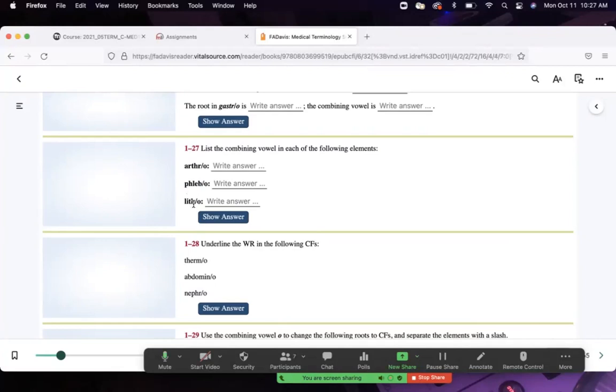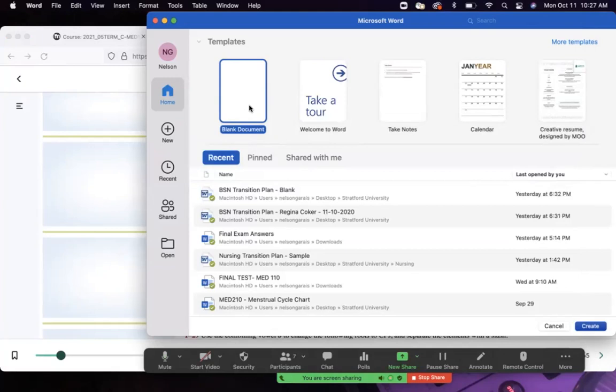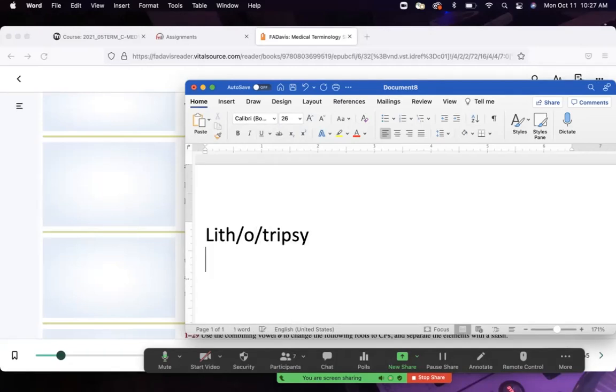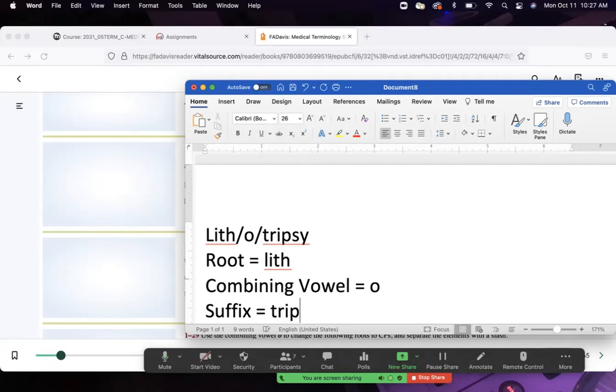Lith. Lith means stone. So if I had a lithotripsy, let me write that word down. I had a lithotripsy. I could ask you, okay, what's the root? Okay, that's lith. What's the combining vowel? Okay, that's O. What's the suffix? That's tripsy. So lith, what's the meaning? It means stone. Combining vowel, no meaning. It just connects these two things.